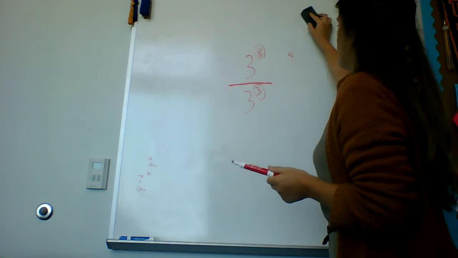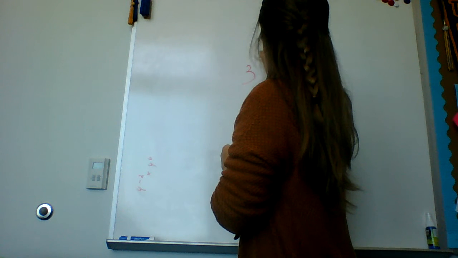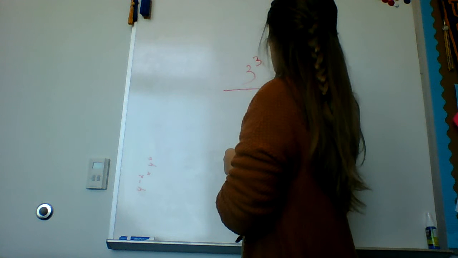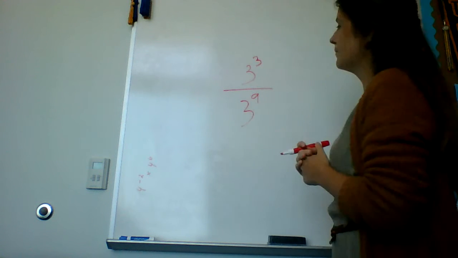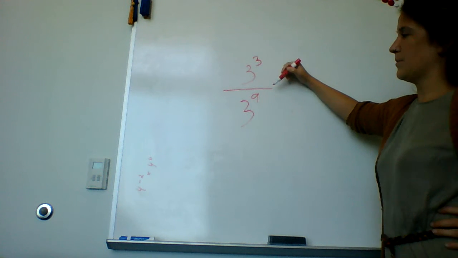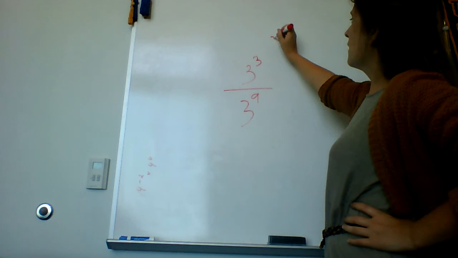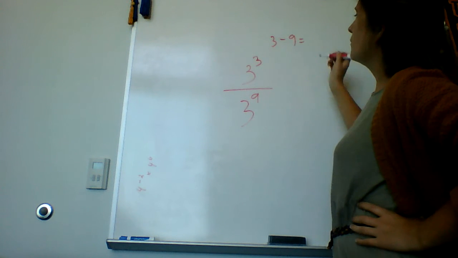We may also see a problem like this. What if I have 3 to the 3rd power over 3 to the 9th power? I am dividing, which means that I can subtract my exponents. I'm going to write this down again. I always subtract the numerator from the denominator. 3 minus 9. Ooh, I have to use good skills.